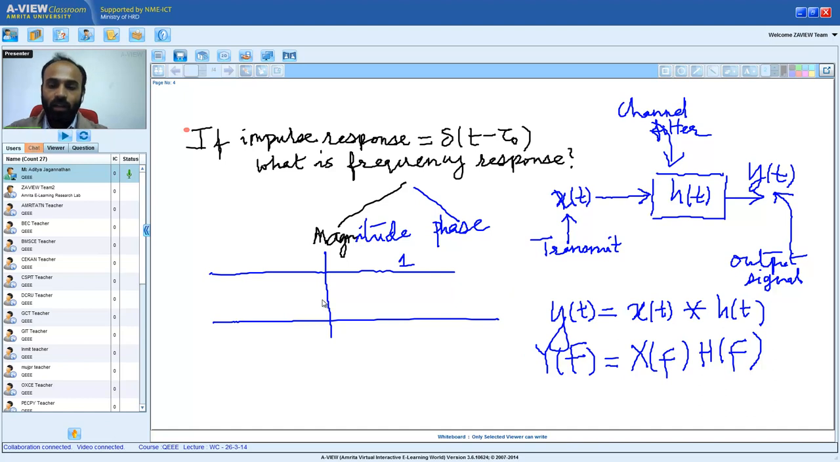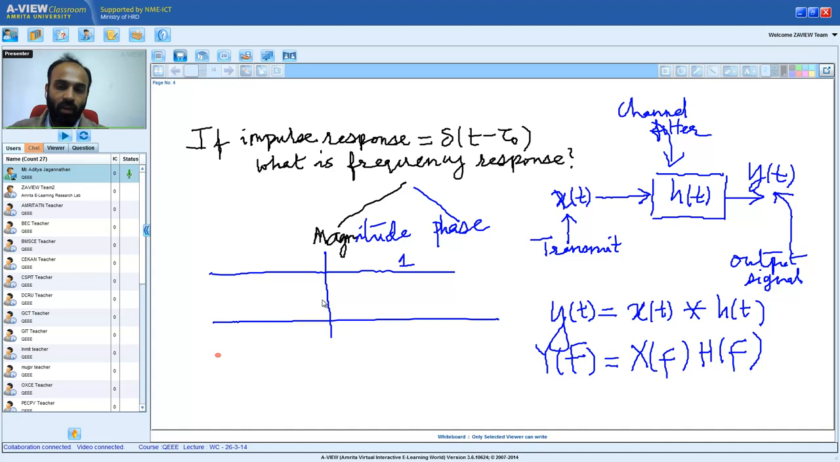So if ideal, if h(t) equals delta(t), then Y(f) is identically equal to X(f), right? You can see it in the frequency domain, because H(f) is equal to 1, Y(f) is equal to X(f). Also in the time domain, because h(t) is delta(t), y(t) is simply the convolution of x(t) and delta(t).